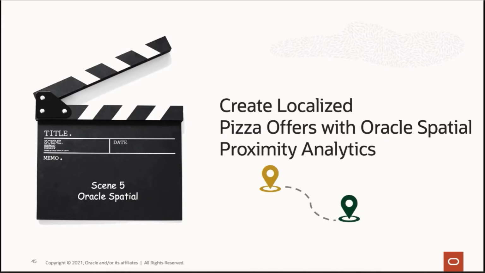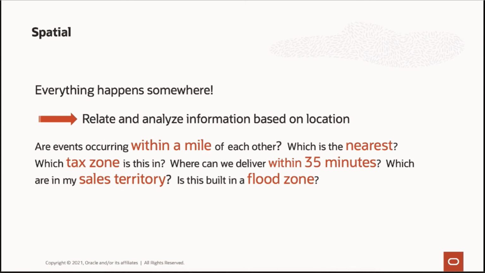In this lab, you're going to use the spatial features of Oracle Autonomous Database to help create localized pizza offers based on spatial proximity analysis. The context here, of course, is spatial. Everything happens somewhere. All the business information that we manage ultimately relates to activities, customers, incidents, events, transactions that happen somewhere. The ability to relate and analyze all that information based on location holds tremendous value.